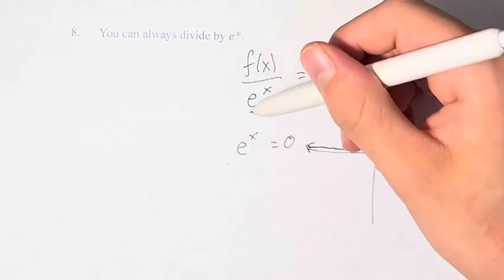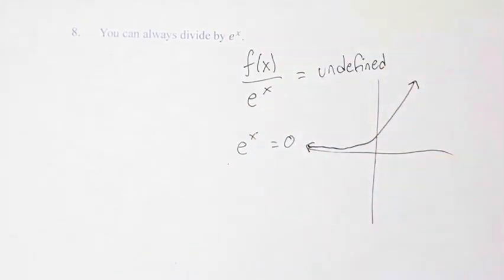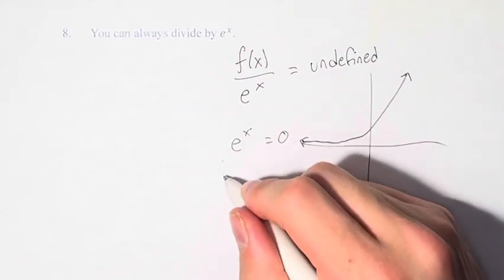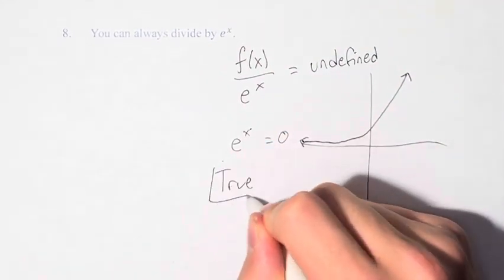Therefore, you can always divide by e to the x because it always has some positive value. And you can just divide by whatever positive number that is. Therefore, you can always divide by e to the x. The statement is true.